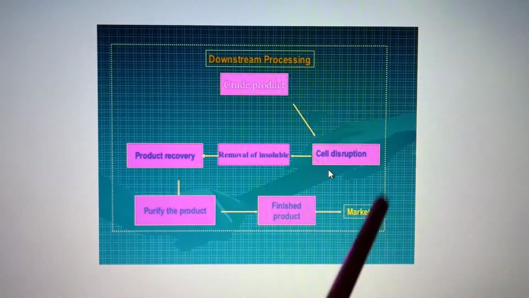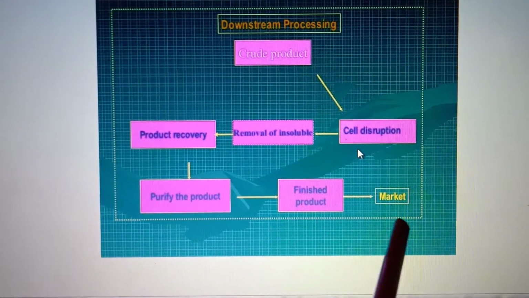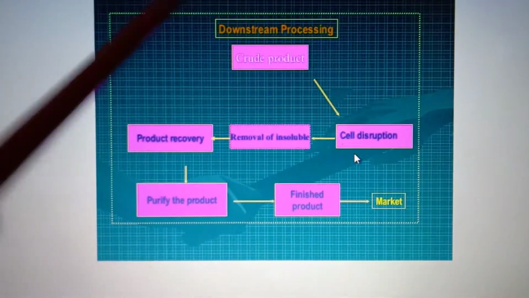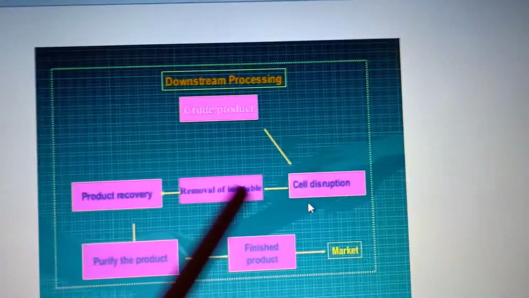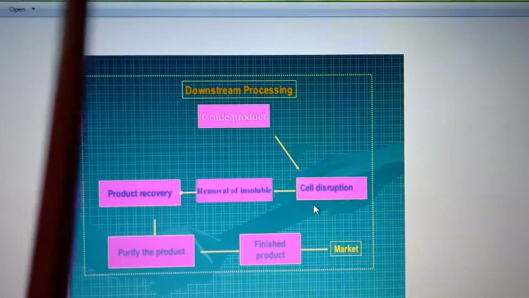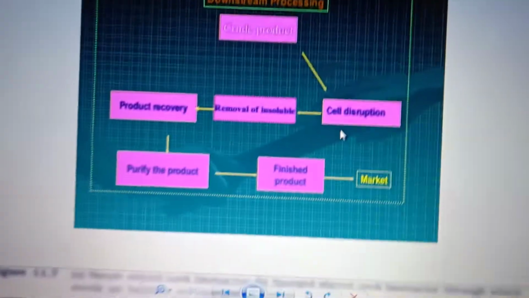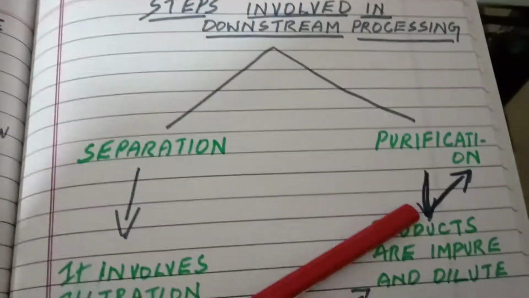All the steps you can see here. The product has to undergo separation, purification, everything, and finally it should be released to the market. That is downstream processing. The product has to undergo a series of processes before it is ready for marketing as a finished product. What are the steps involved in downstream processing? There are only two steps, that is separation and purification.